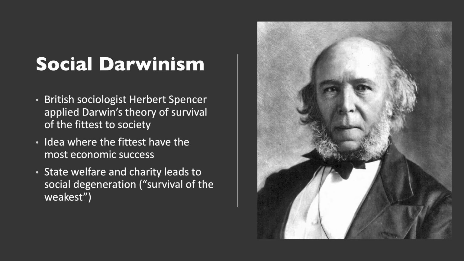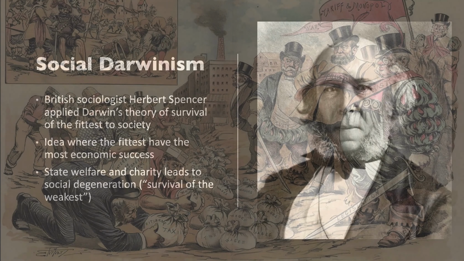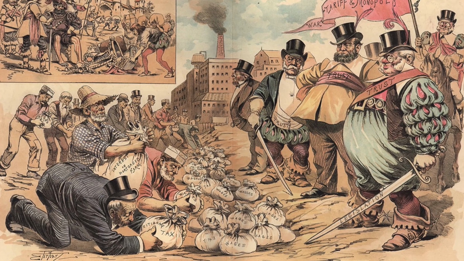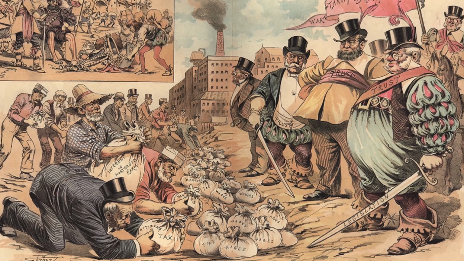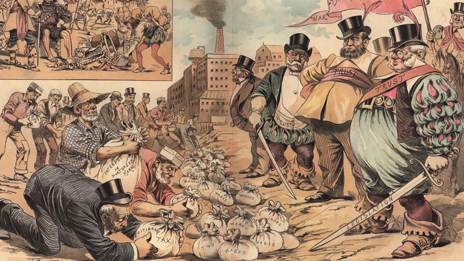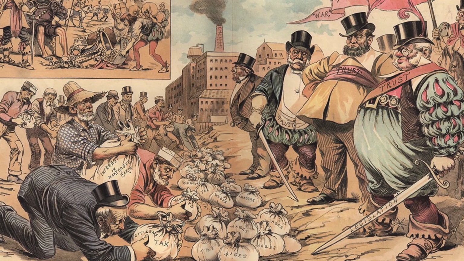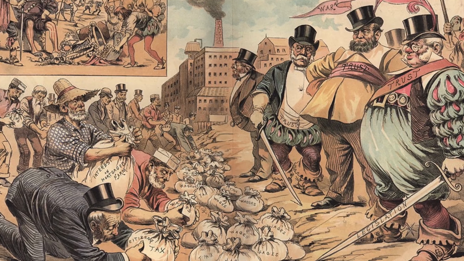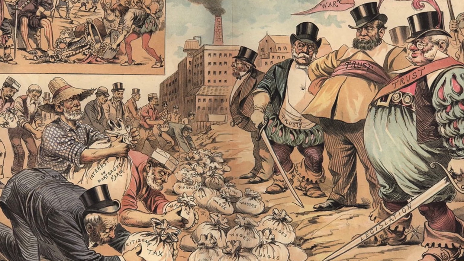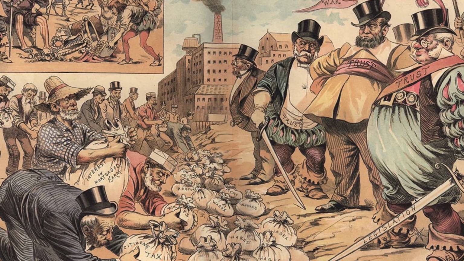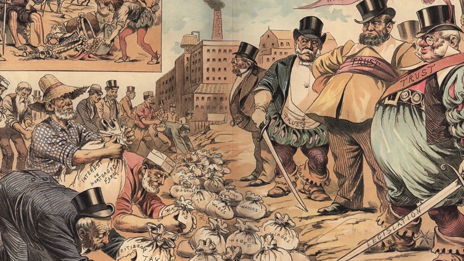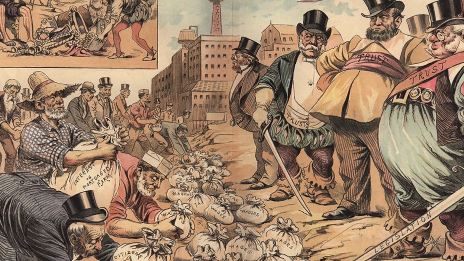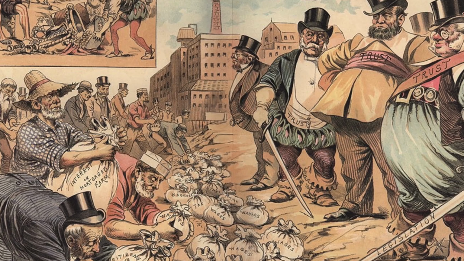Now, this brings us to social Darwinism. There's a British sociologist, and his name was Herbert Spencer, and he applied Darwin's theory of survival of the fittest to society. It was the idea where the fittest have the most economic success. And he also believed that state welfare and charity leads to social degeneration, which means, according to him, survival of the weakest. Social Darwinism spread among the rich. Some felt inequality of outcome should be celebrated. For example, J.D. Rockefeller and Thomas Edison were among those who followed Herbert Spencer. Now, many people, especially laborers, were strongly against this idea of social Darwinism.